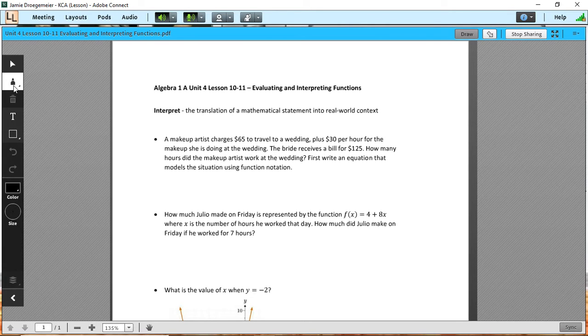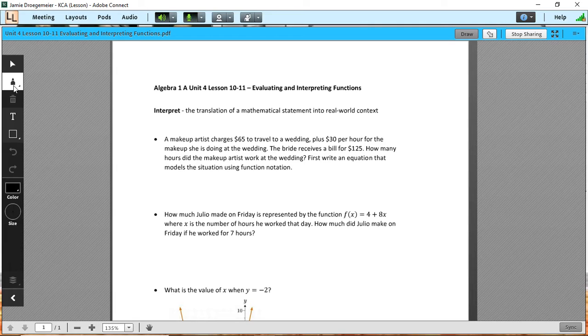So let's take a look at this first example. It says a makeup artist charges $65 to travel to a wedding, plus $30 per hour for the makeup she's doing at the wedding. So she gets $65 to travel there, and then for every hour that she works, she's getting another $30. It says that the bride receives a bill for $125. So the total that the makeup artist charged is $125. We want to know how many hours did the makeup artist work at the wedding. And so we want to start by writing an equation that's going to model that situation.